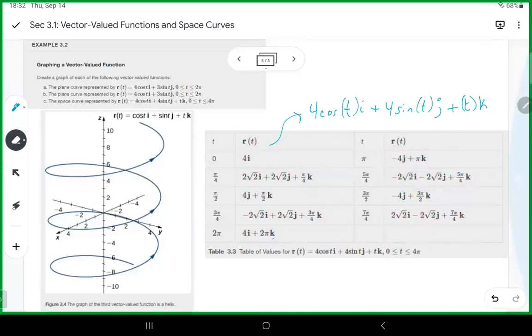Okay. All right. The values then repeat themselves except for the fact that the coefficient of k is always increasing. This curve is called a helix. Notice that the k component is eliminated. Then the function becomes cosine t i plus sine t j, which is a unit circle centered at the origin.